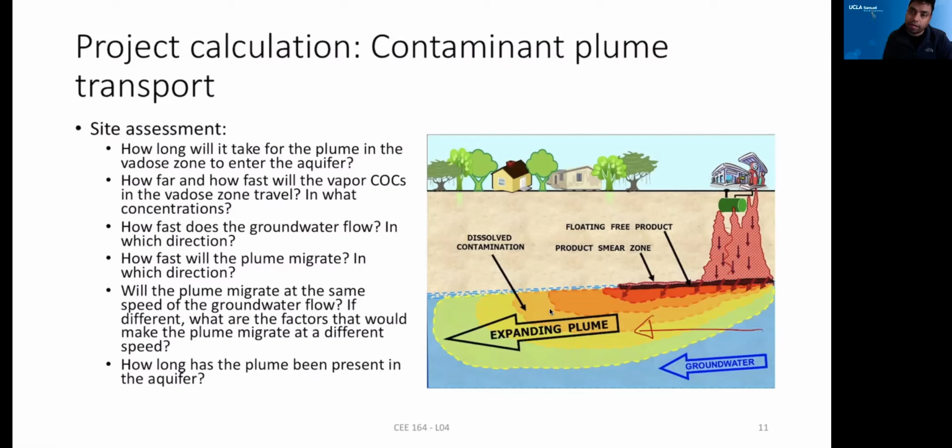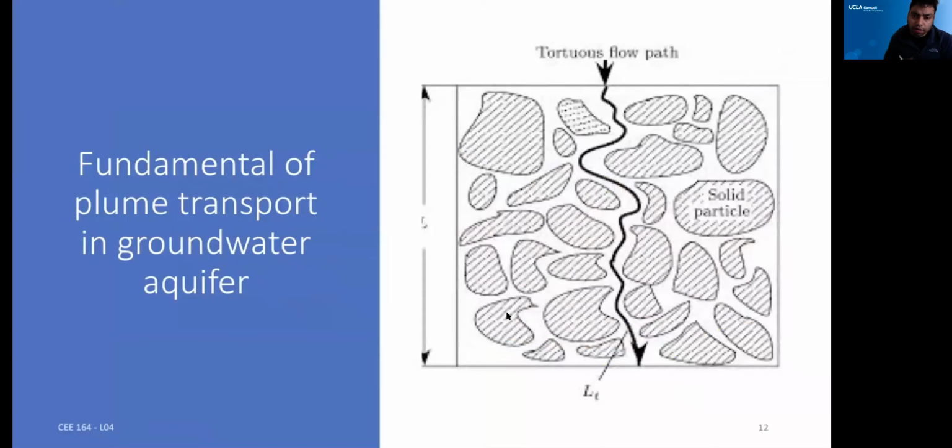So as part of your projects, you are going to calculate that. If you have a site, you know the site location and the soil properties, you'll be able to calculate how far from that site the contaminants will move. These are all the different questions that you should be able to answer. I don't have to read it here. Basically, you have to answer how far, how long, when. So those are all the conditions. What you learn today in this class is to make those calculations for your project. In the next couple of slides, we learn the fundamentals of plume transport in a groundwater aquifer.